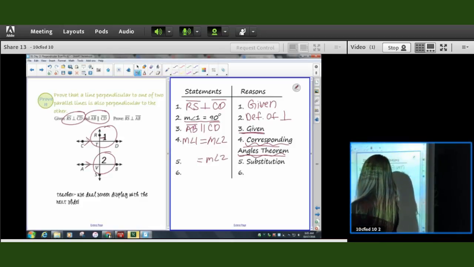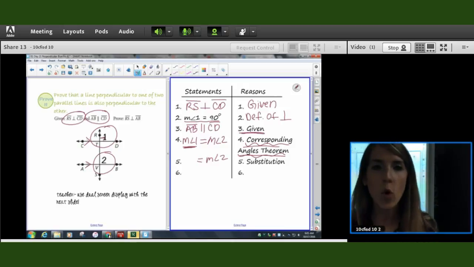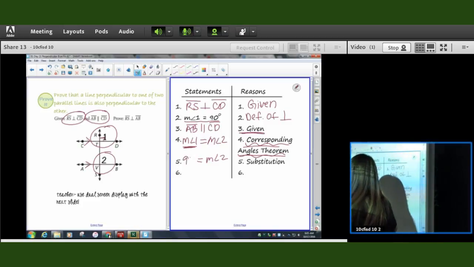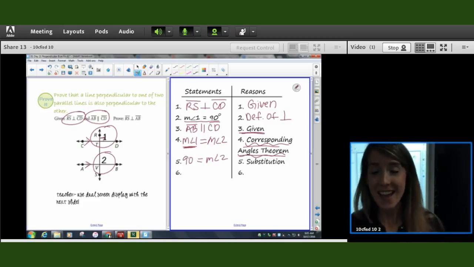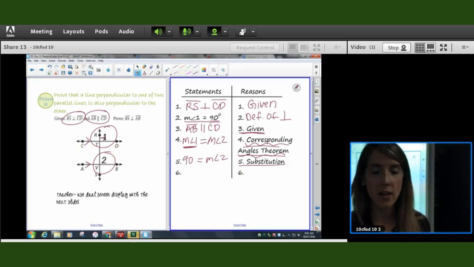So what I'm going to do here is substitute. Instead of angle 1, I'm going to use substitution. What does angle 1 equal? It's 90. So I'm going to substitute 90 in for where I had the measure of angle 1. Why am I allowed to do that? Because of substitution. Oh my goodness, we're already on the last step.